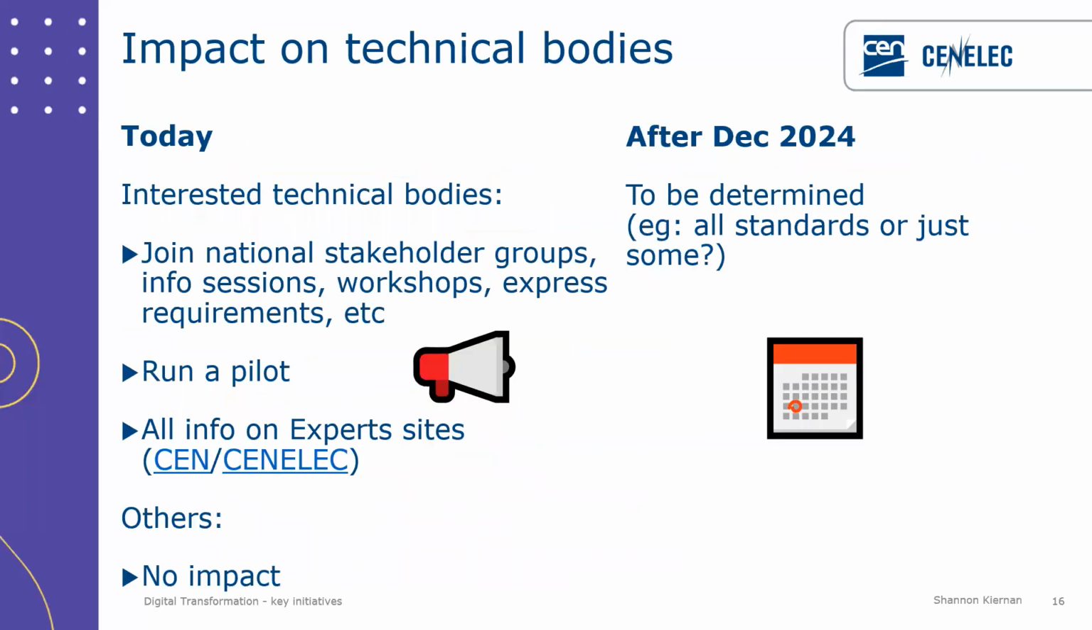How does this affect the technical bodies? Right now, today, interested technical bodies can get involved in a few different ways. One is that they can join a lot of the activities that we're running. There are national stakeholder groups in some countries. And aside from that, at a central level, we also have info sessions and workshops that you can register for, where you can do things like express your requirements. You may also be able to run a pilot.